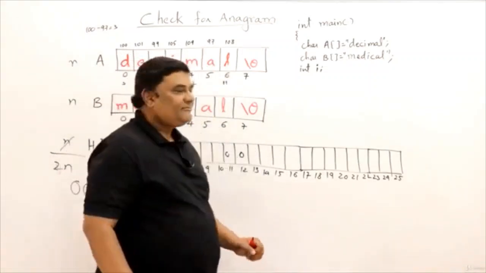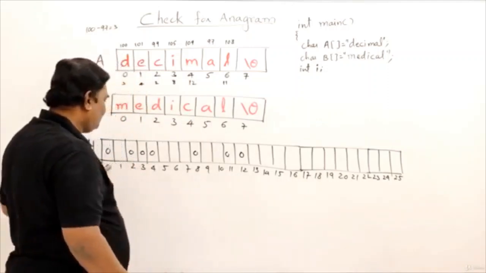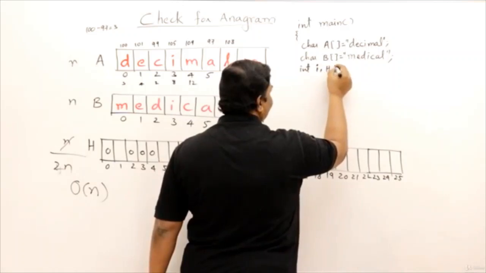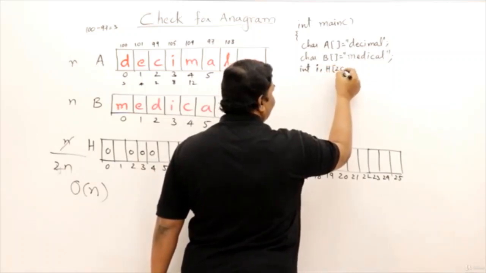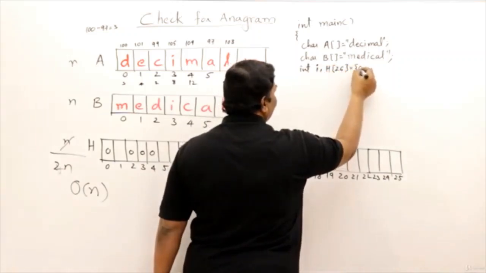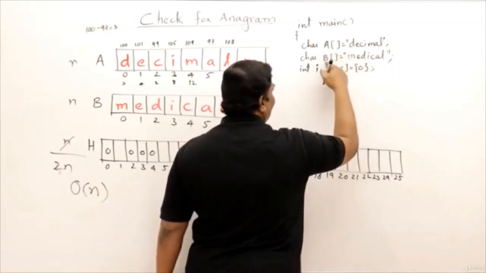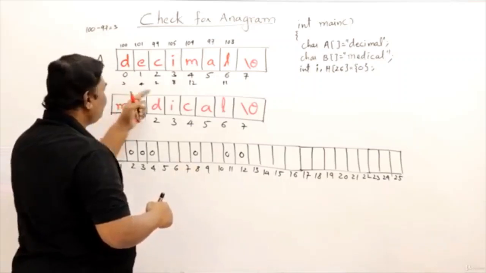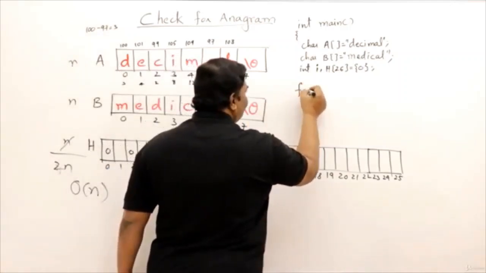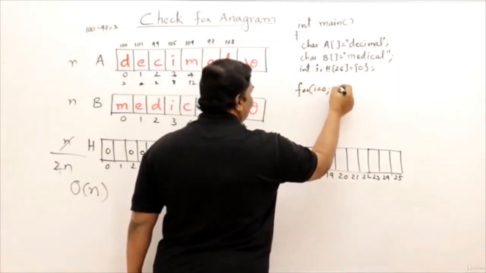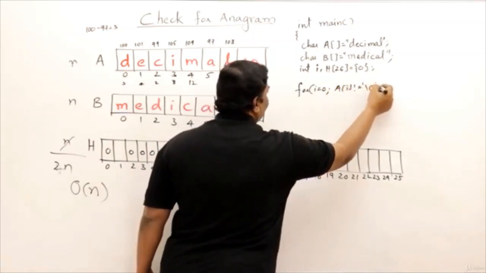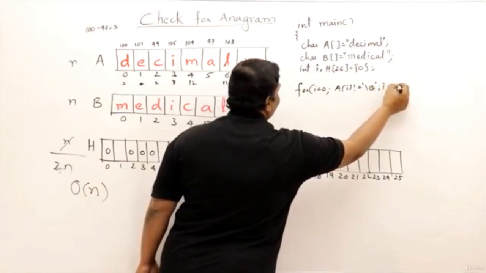So let us write down the program code for this one. See, we need a hash table. So for that, I will take an array h of size 26 and initialize it with 0. I already have A and B as two strings, that is decimal and medical. Now I should scan through this first string. So using a for loop, scan through the first string. For i assign 0, as long as A of i is not equal to the null character, and i plus plus.